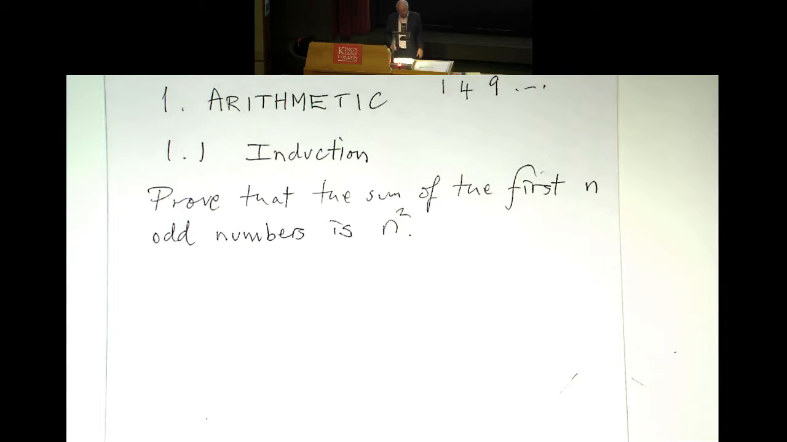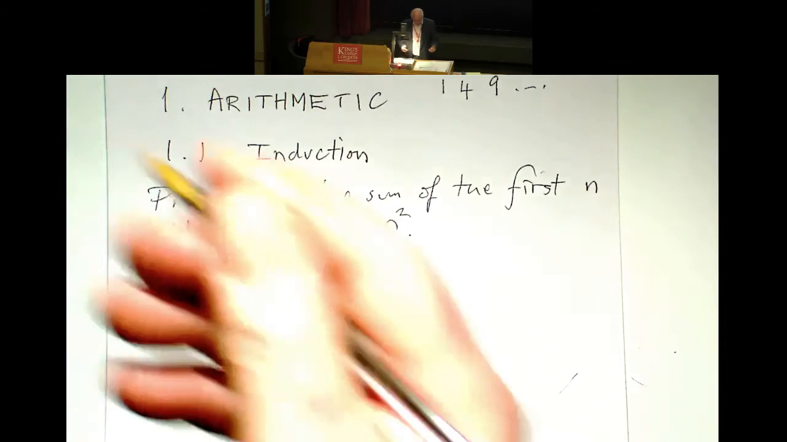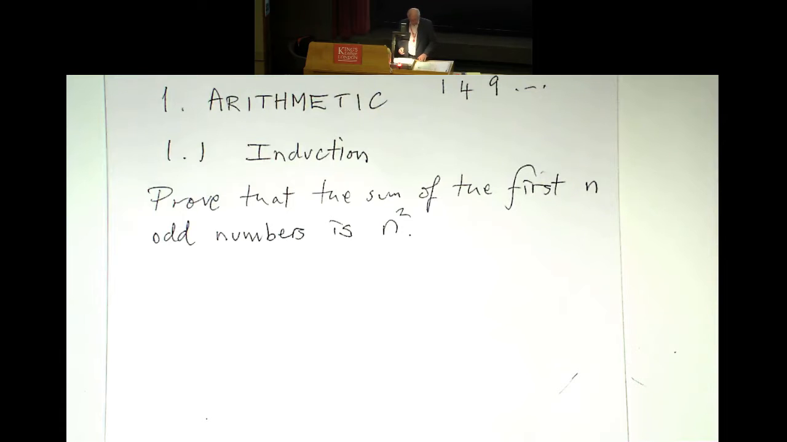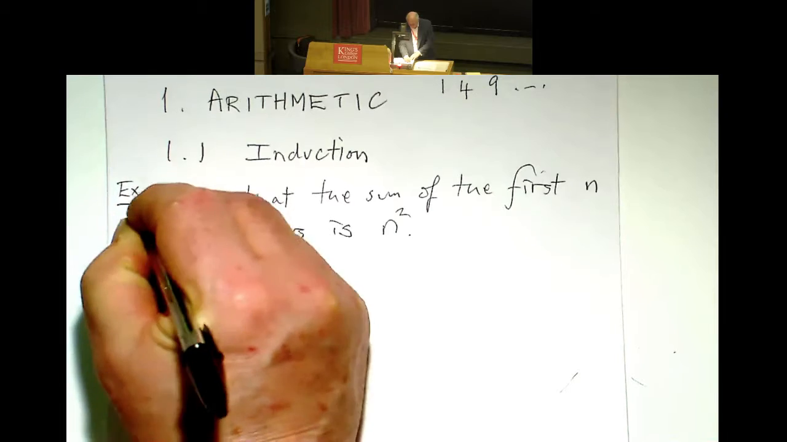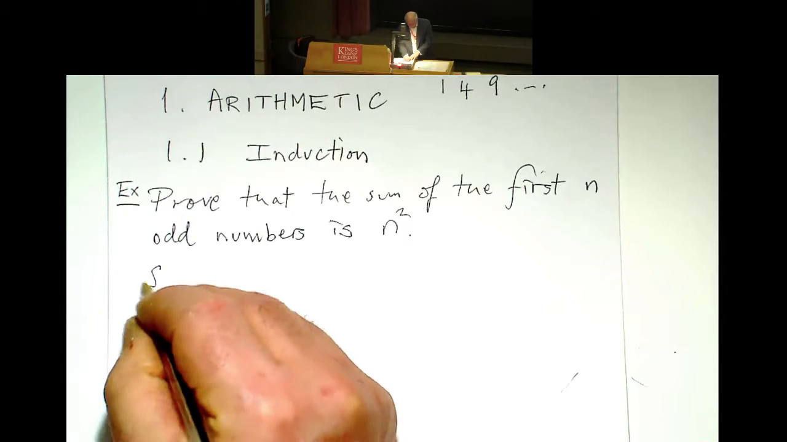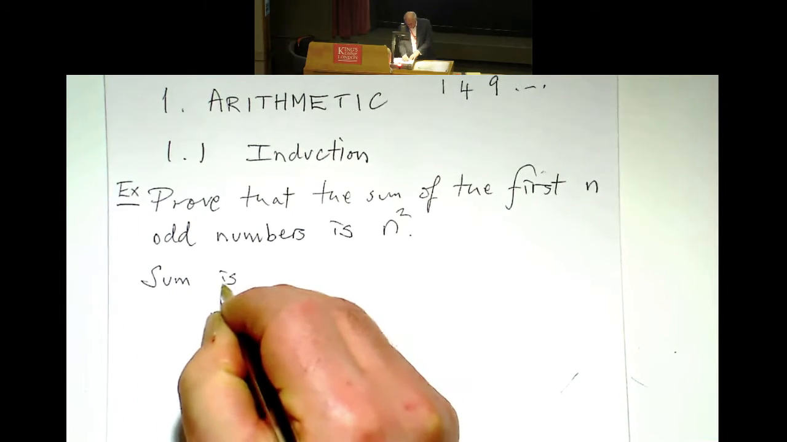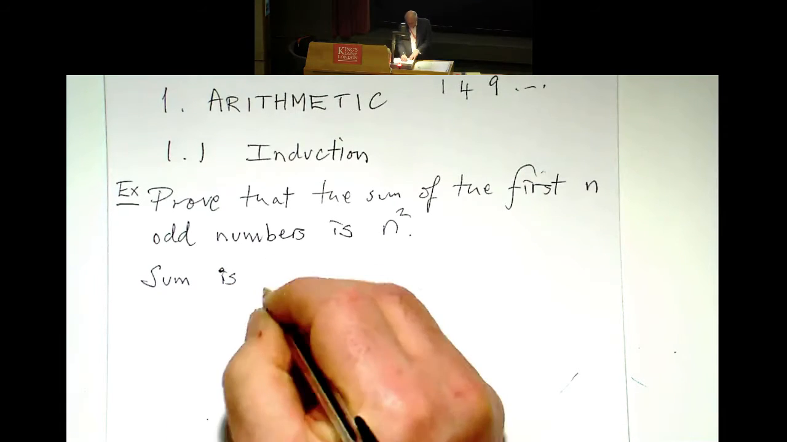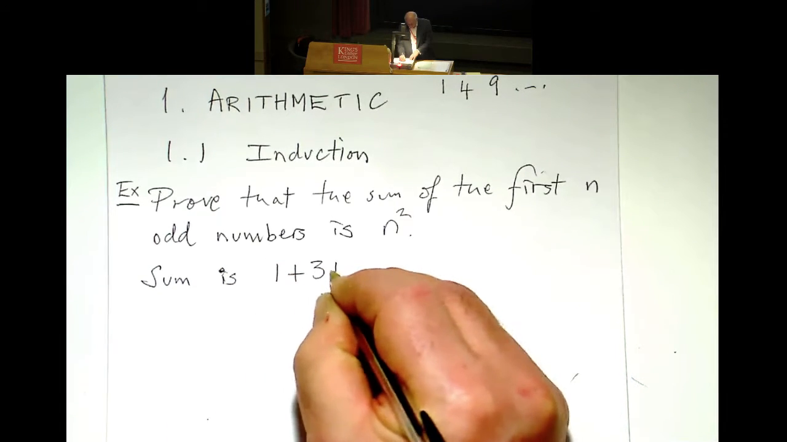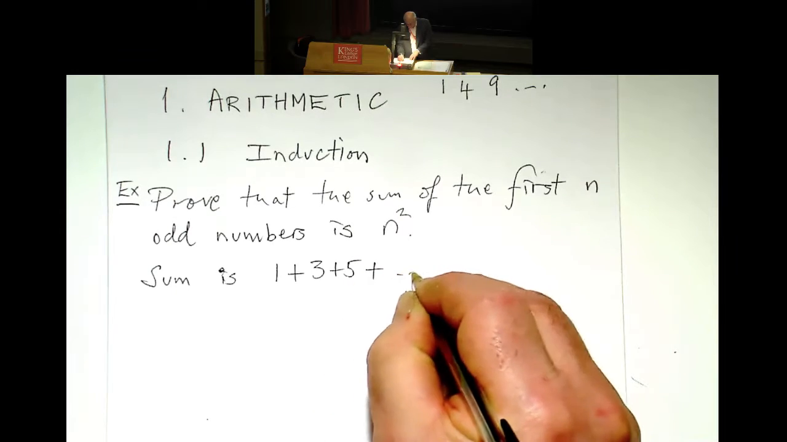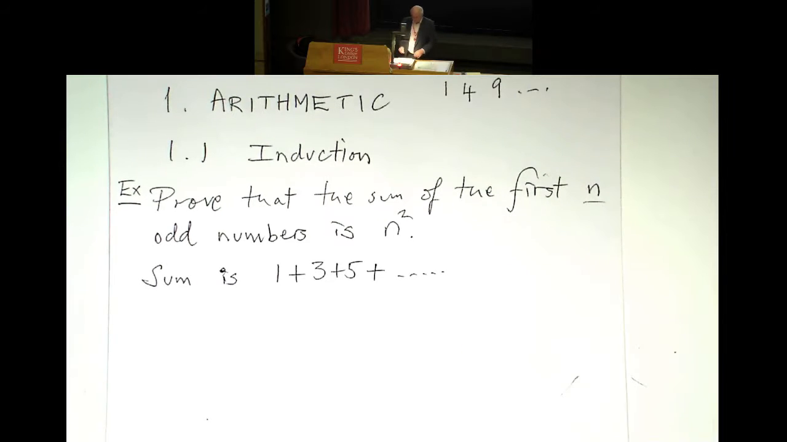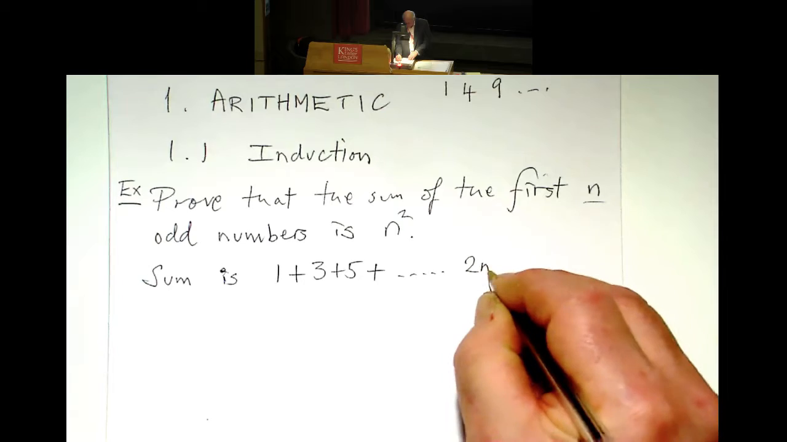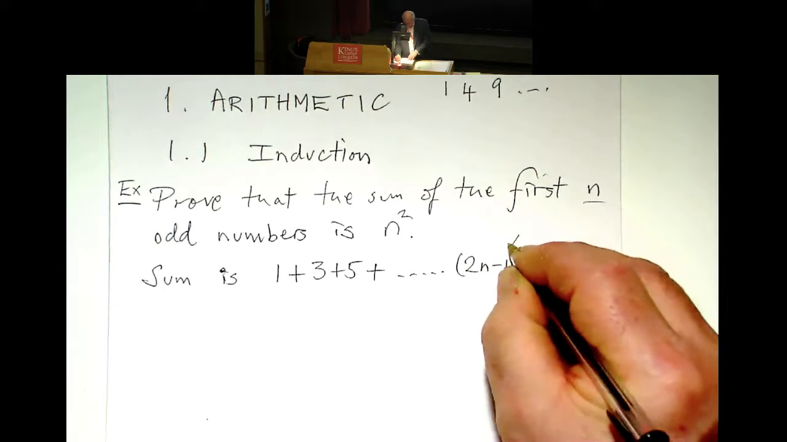Now, there are lots of ways of doing this, but let me just write this out in different ways. So this is a sort of exercise. The sum that we want, let's write it down in symbols. So it's 1 plus 3 plus 5 plus etc. And we need to go up to the nth odd number. How do we write the nth odd number? And the answer is, if you think about it, 2n minus 1. That is the nth odd number.